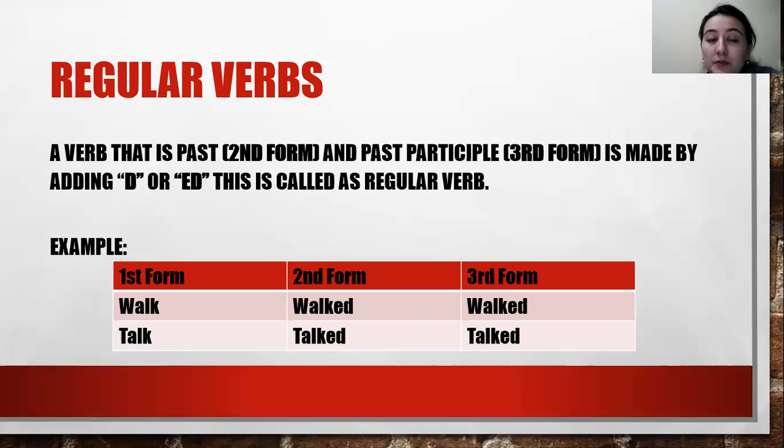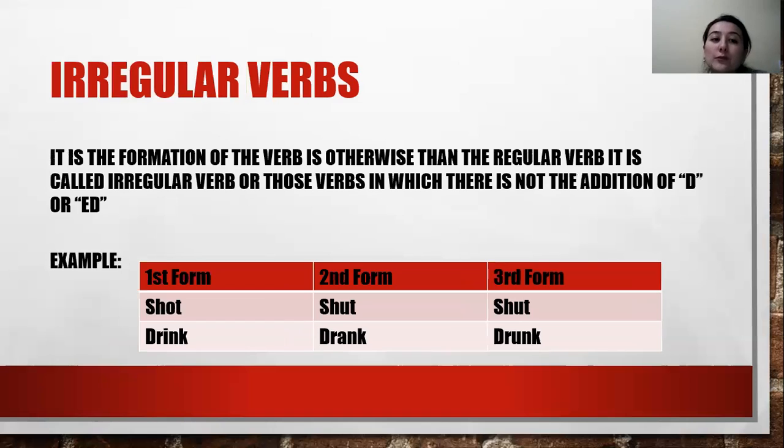So regular verbs: this is a verb whose past or second form, or past participle, third form, is made with the help of d or ed. So they are called regular verbs. Walk, walked, walked; talk, talked, talked. This is very simple. If we add d or ed in the past or past participle, we know that this type of verb is called a regular verb.